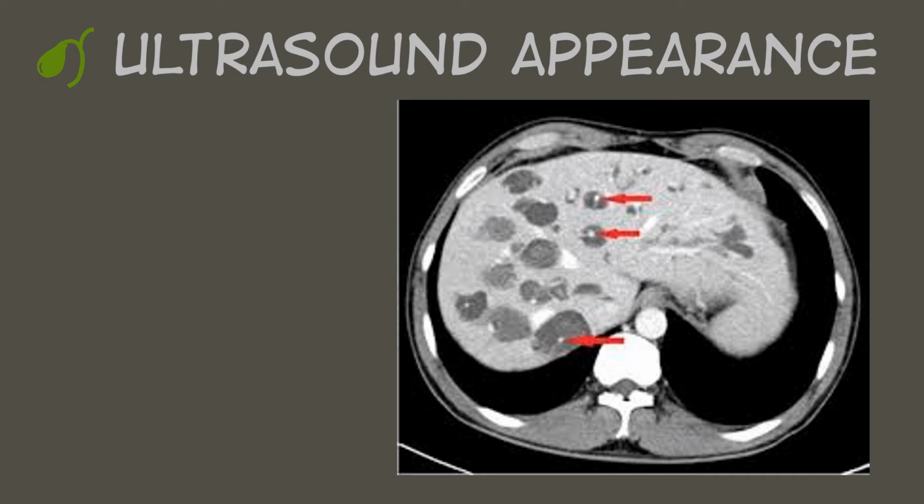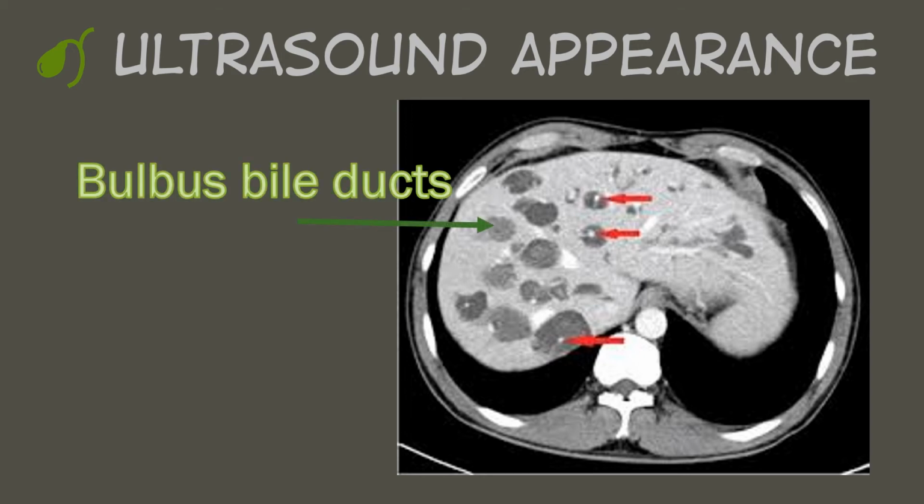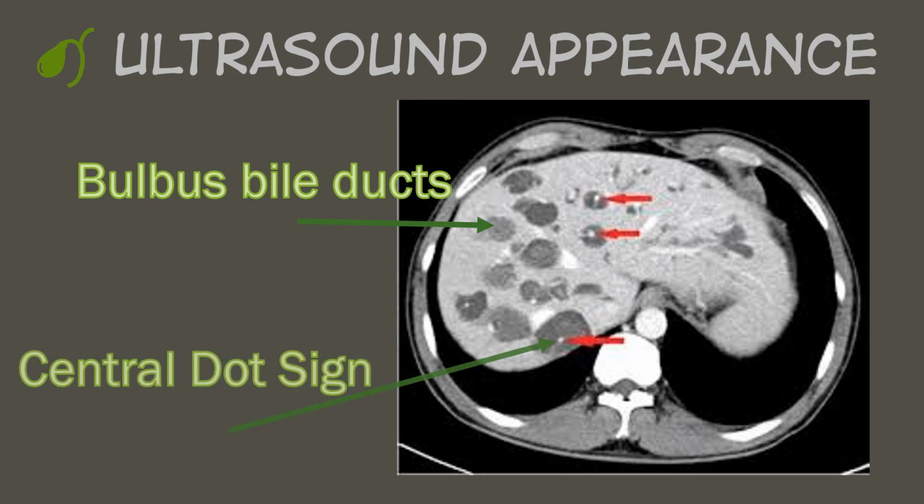I do want to start first with a CT picture. I think the CT picture nicely exhibits what Caroli's disease is. So remember, it's intrahepatic dilation of the bile duct. So we're going to see tiny little cysts scattered throughout the liver. And they're going to look like little bulbs or bulbous areas that are dilated within the liver.